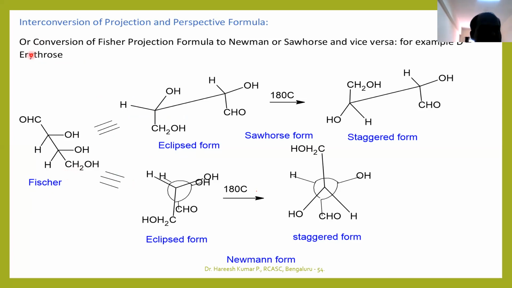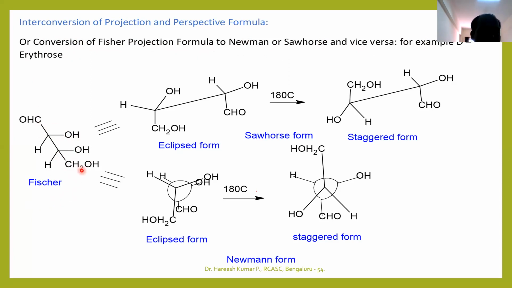Here you can observe that this is also conversion of Fischer projection formulae to Newman, Sawhorse, and vice versa. See, here I am taking the example of, I think, a tetrose, and the hydroxy groups are on the same side. So that is the reason we can call it D-erythrose.